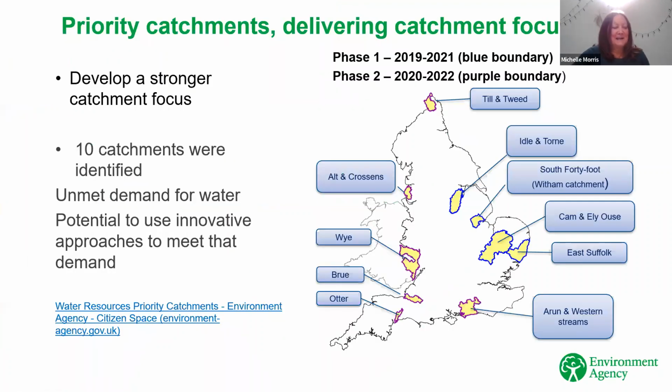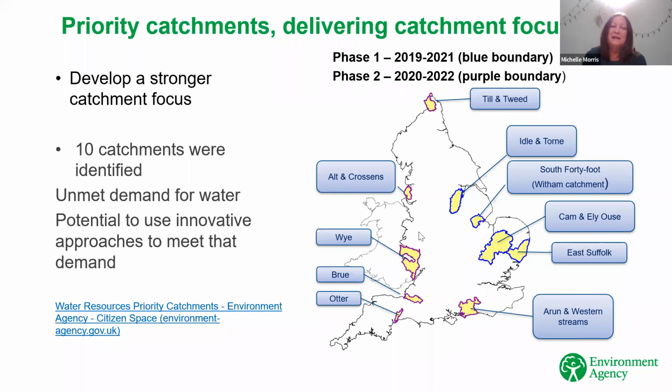So, priority catchments. It's a national initiative, and they were introduced to deliver a catchment approach. Developing a stronger catchment focus is a big part of the abstraction plan, and we know that we need to have a good understanding of the issues locally, so we need to engage locally. And to do that, 10 catchments were identified throughout England, and the locations are there on the map.